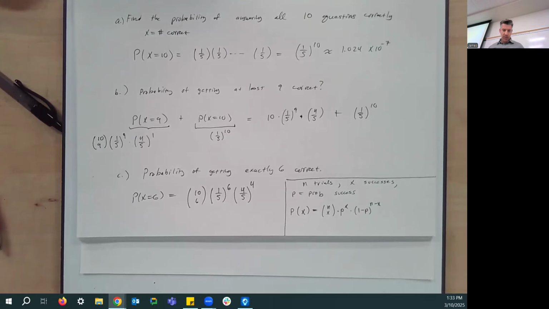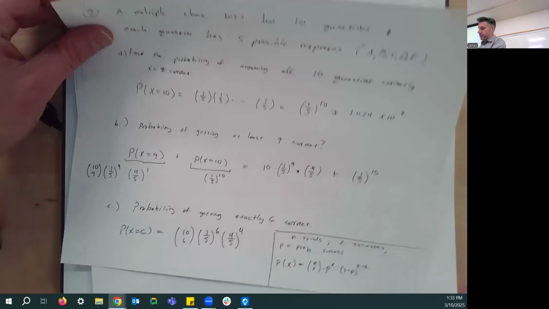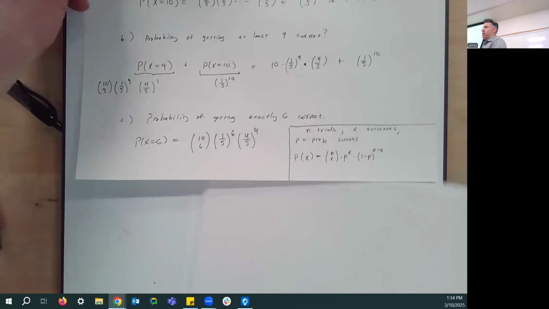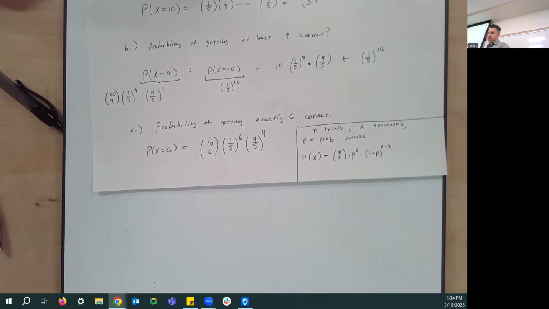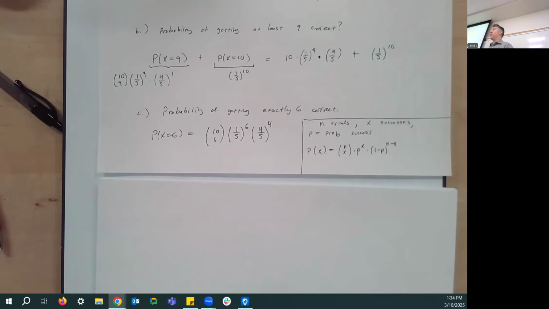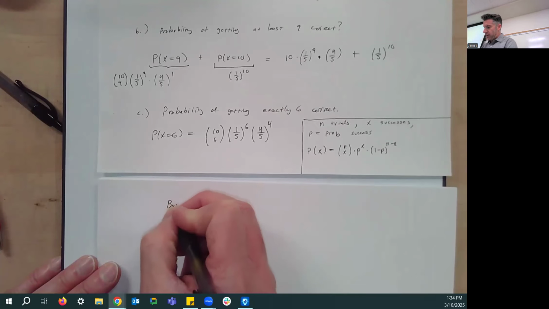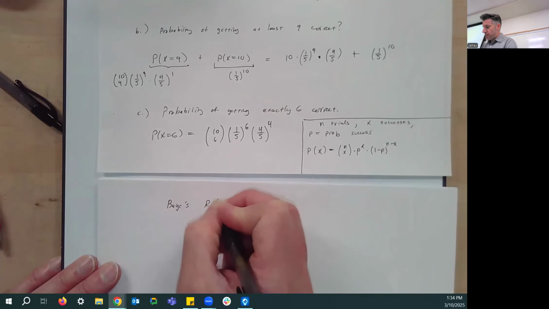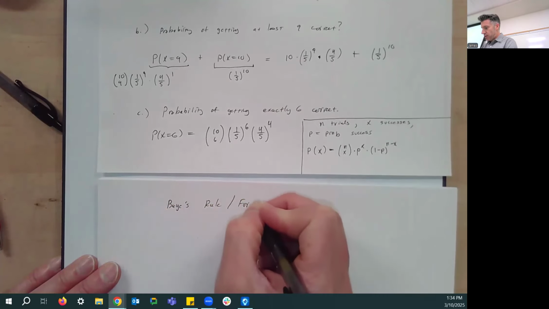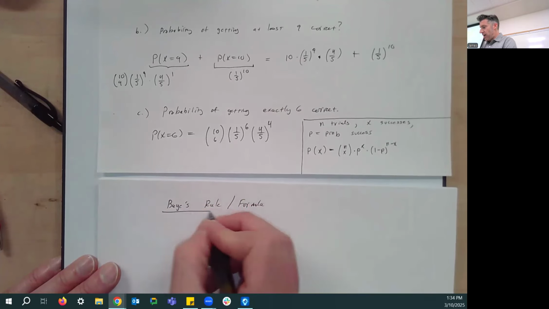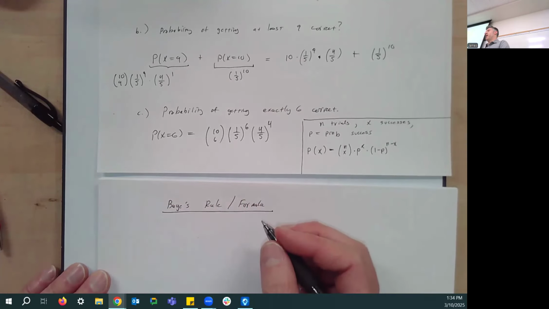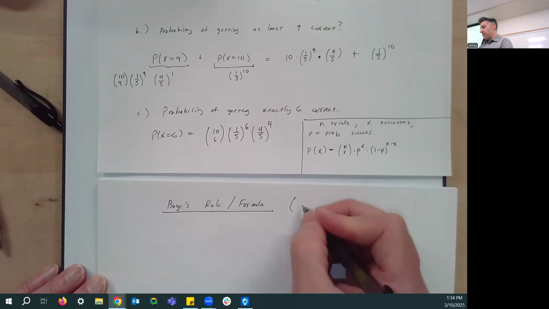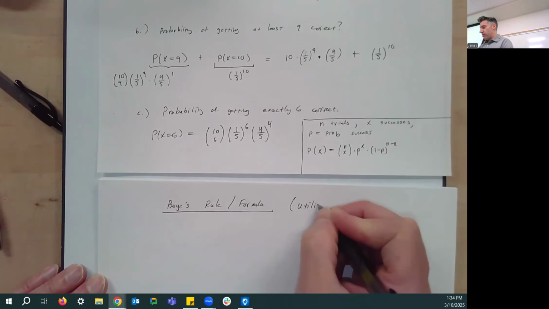All right, let's look at some of this blood test disease stuff, which is really just the context where we talk about what's usually referred to as Bayes rule or Bayes formula. So this is all in the context of Bayes rule or formula, which I do not think you should memorize. I think you should utilize a tree, which we will talk about.